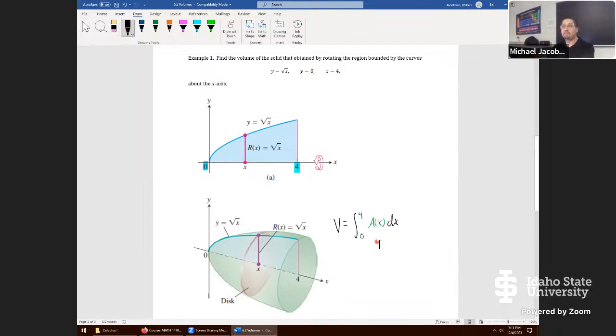But it means the very first step that you really have to take is, well, you need a diagram. Pick a typical x from 0 to 4, the valid domain of your diagram, and visualize a typical disk or washer obtained by rotating this whole thing about the x-axis. So we need the area of that disk, and its area is a function of x. That's why we write it as A of x.